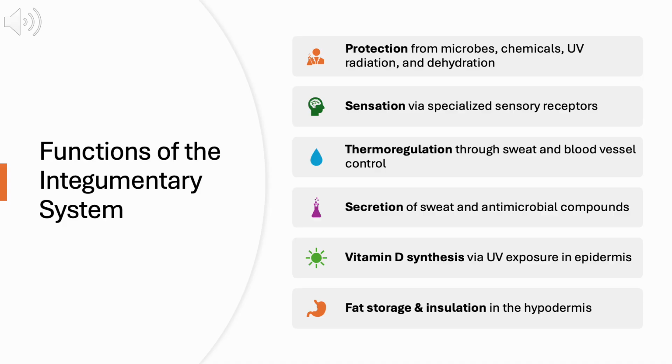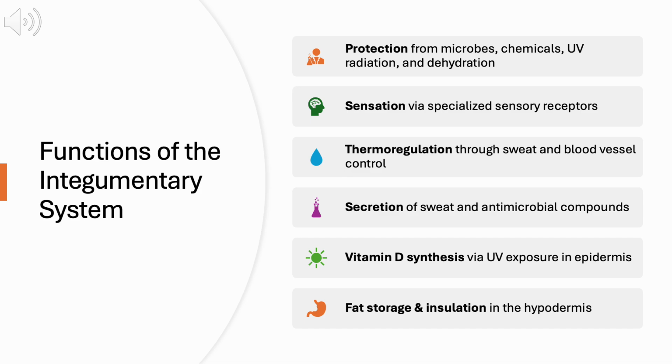Fourth, secretion. Through sweat, the skin helps eliminate salts, urea, and ammonia, though this role is minor compared to the kidneys. Conditions like cystic fibrosis alter sweat composition and can affect salt balance. Fifth, vitamin D synthesis. UVB light triggers the production of inactive vitamin D in the epidermis. It's converted to the active form in the kidneys, which is crucial for calcium and phosphate absorption and thus bone health. Finally, the hypodermis stores fat, cushions internal organs, and insulates the body against temperature extremes.